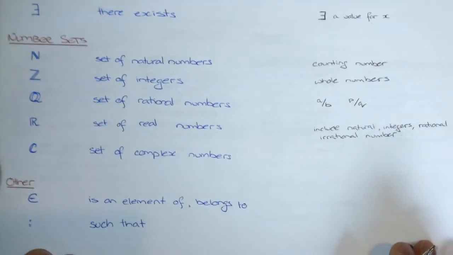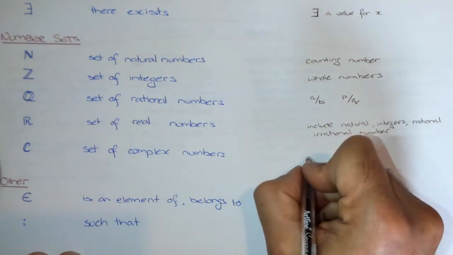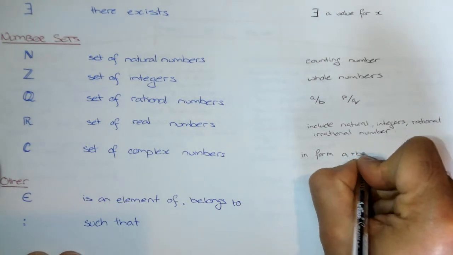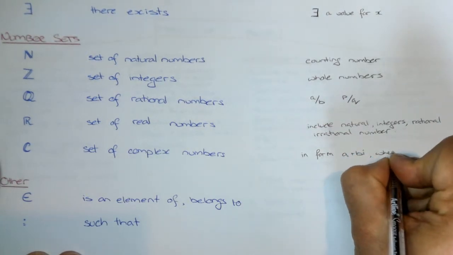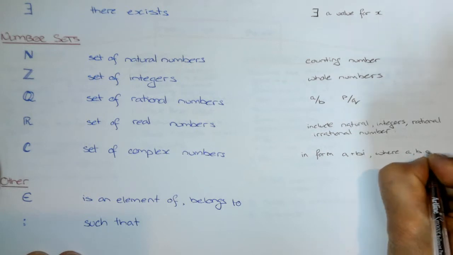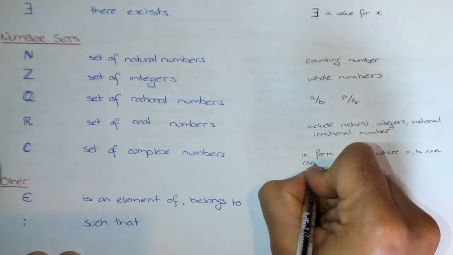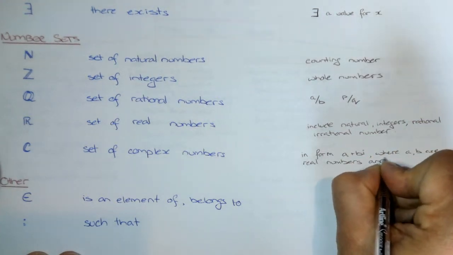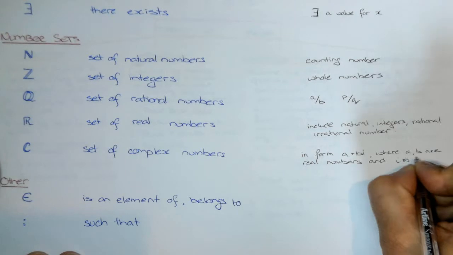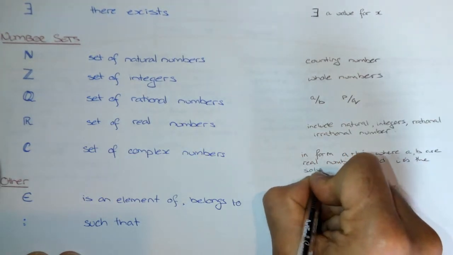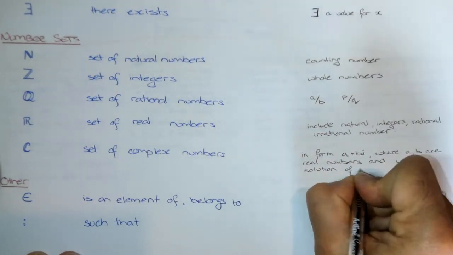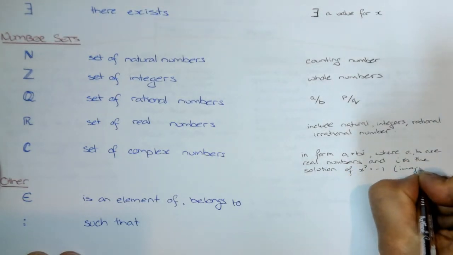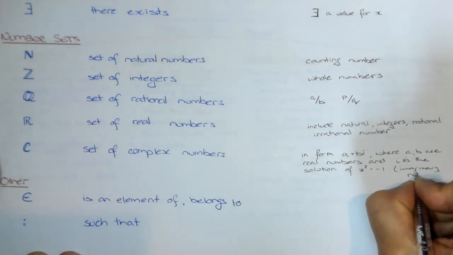And complex numbers we haven't seen yet, but they are in the form a plus bi, where a and b are real numbers, and i is the solution of x squared plus 1 equals 0. We call that an imaginary number.